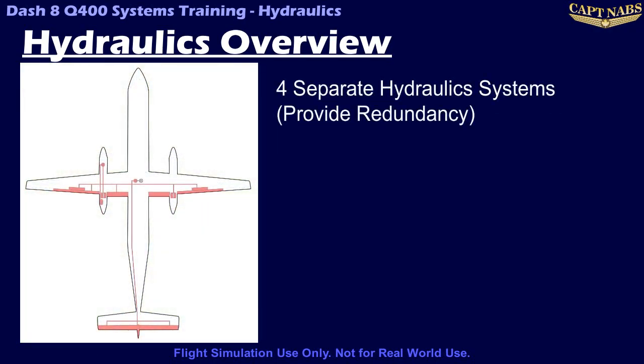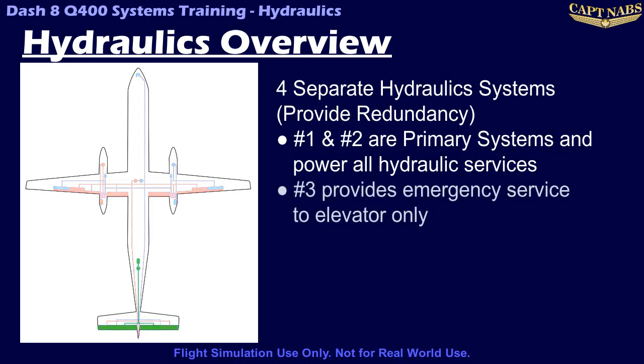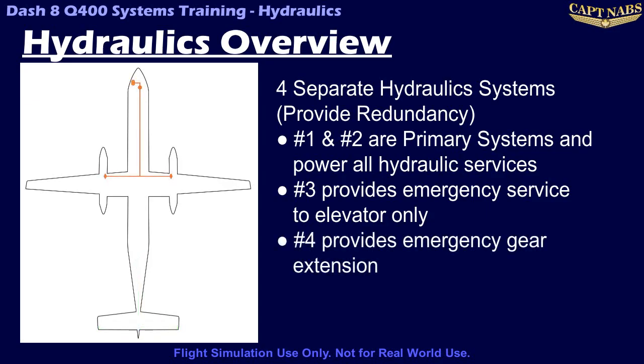The number 1 and number 2 systems are the primary systems. They are very similar in design to each other and power most of the systems listed above, with redundancy included for critical systems like the flight controls. The number 3 system is an emergency system that provides power only to the elevators when systems 1 and 2 fail. And a 4th system is included that provides a means for manual extension of the landing gear.